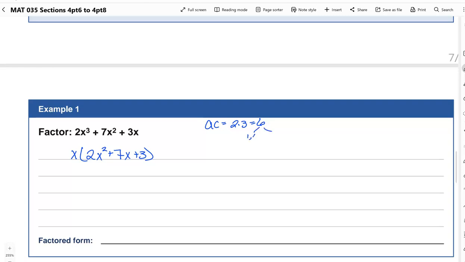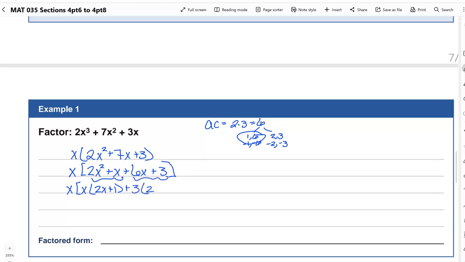Factors of 6 are 1 and 6, negative 1, negative 6, 2, 3, negative 2, negative 3. We want the one that adds to 7. That's going to be the 1 and 6. So just like before, I'm just going to put a bracket here. It's more for aesthetics than anything. So I rewrote 7x as x plus 6x. We're going to factor out an x from the first two. And then we're going to factor a 3 out of the second two.